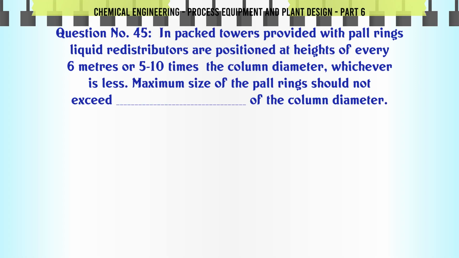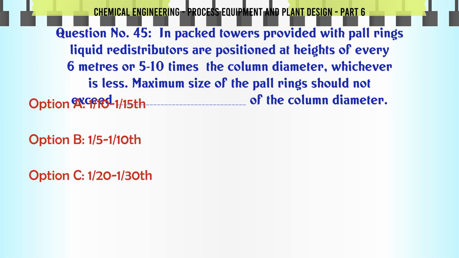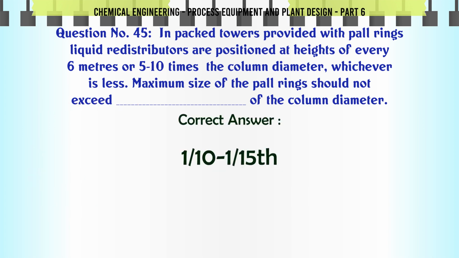In packed towers provided with Pall rings, liquid redistributors are positioned at heights of every 6 meters or 5 to 10 times the column diameter, whichever is less. Maximum size of the Pall rings should not exceed what fraction of the column diameter? A. 1/10 to 1/15, B. 1/5 to 1/10, C. 1/20 to 1/30, D. 1/2 to 1/4. The correct answer is 1/10 to 1/15.